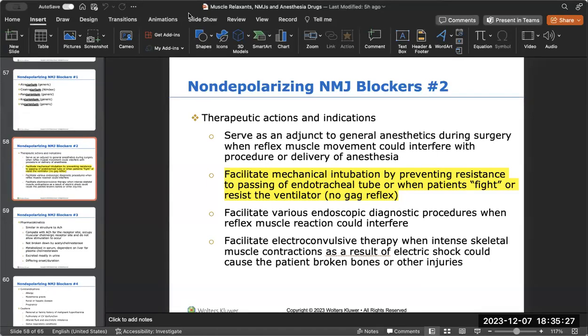We can use these because they cause muscle paralysis for endoscopic procedures where they put tubes down your throat. It could cause muscle relaxation, and remember, it prevents that gag reflex. It could even facilitate electroconvulsive therapy, where the skeletal muscles start contracting intensely, and the result could be that the shock could cause the patient to break bones or other injuries. So if we give them a non-depolarizing neuromuscular junction blocker before that, it could help reduce any potential injuries, because that electrical stimulation from the electroconvulsive therapy can be too much and it can hurt them.